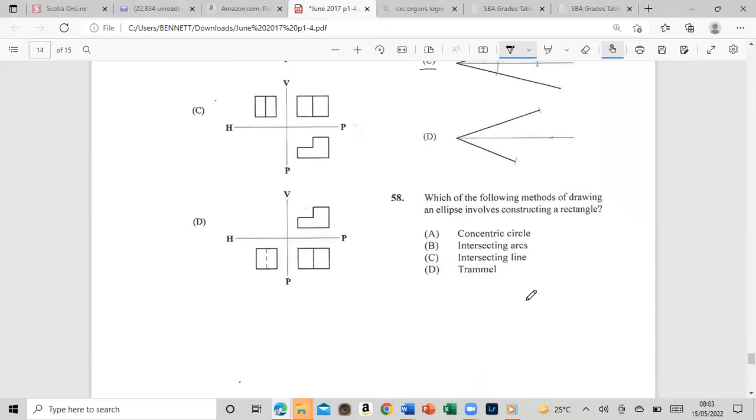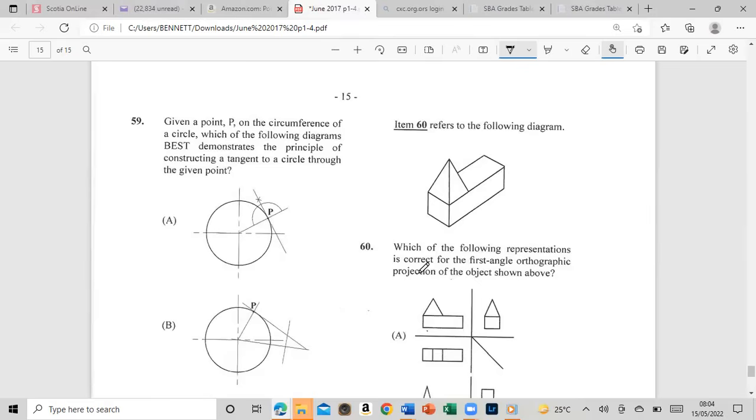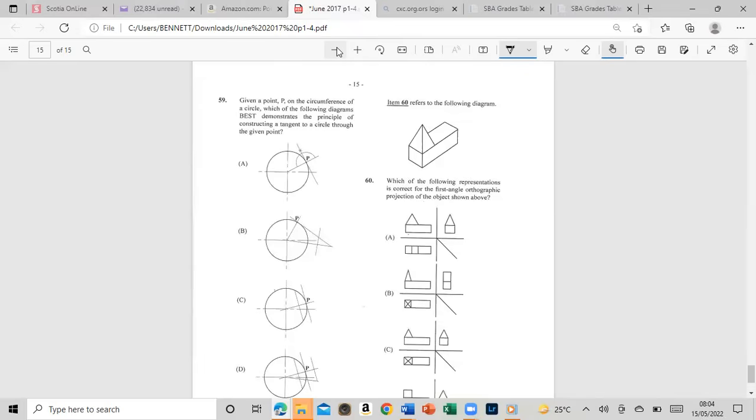Which of the following methods of drawing an ellipse involves constructing a rectangle? Is it concentric circles, intersecting arcs, intersecting lines, or trammel? And 58 would be C, intersecting lines. Let's move on to 59. Given a point P on the circumference of a circle, which of the following diagrams best demonstrates the principle of constructing a tangent to a circle at a given point? So I'm going to small it up so you guys can see all the possible options. Is it A, B, C, or is it D? And that is A. All right, so our last item, which is number 60.